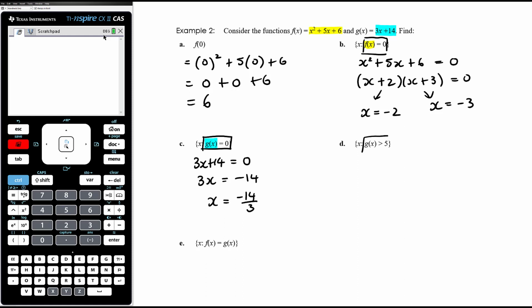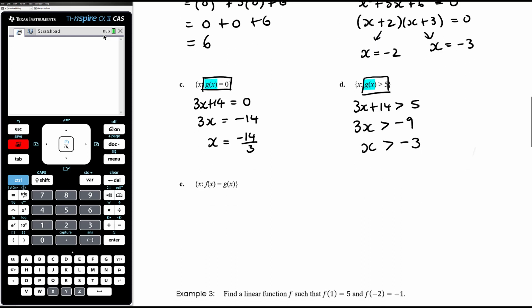Again, let's ignore the notation around it. We want to find x where g of x is bigger than 5. So again, g of x is 3x plus 14. So 3x plus 14 is bigger than 5, and we want to solve this inequality for x. So we want to take away 14, which means 3x is bigger than negative 9, and we want to divide both sides by positive 3, so we don't inverse or turn around the inequality. We're just dividing both sides by positive 3, and so x has to be bigger than negative 3.